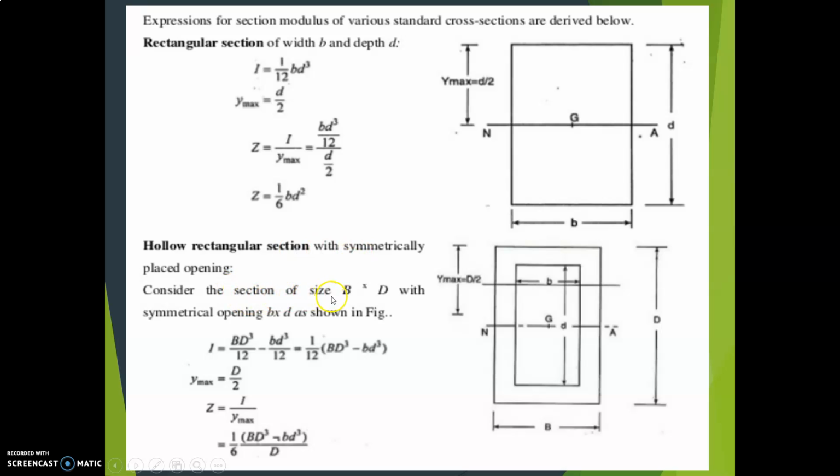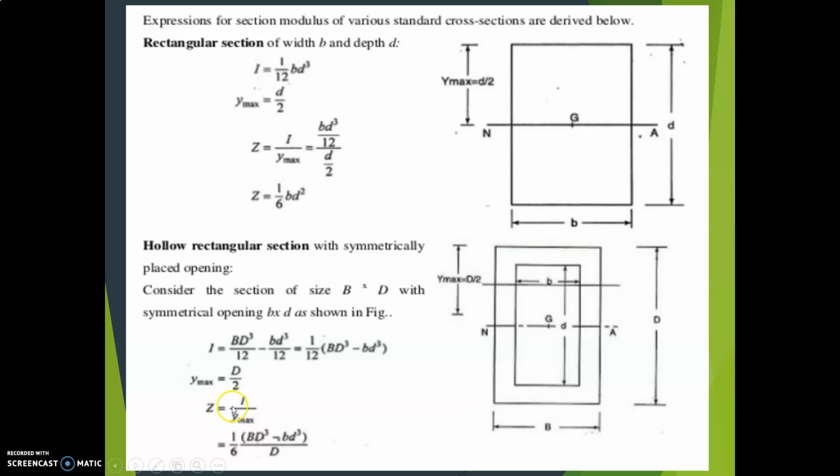Now consider the section of size B and D with the symmetrical opening b x d as shown in the figure. So this is capital D, the outer depth, and this is B, the overall breadth, and inside that is small b and small d. So I is equal to BD cube divided by 12 minus small bd cube divided by 12. Simplify this, you can write it in terms like this also: 1 divided by 12 into BD cube minus bd cube. So y maximum is capital D by 2.